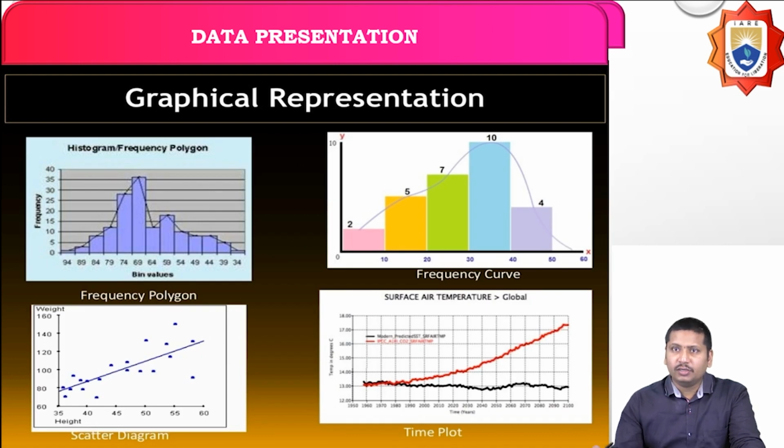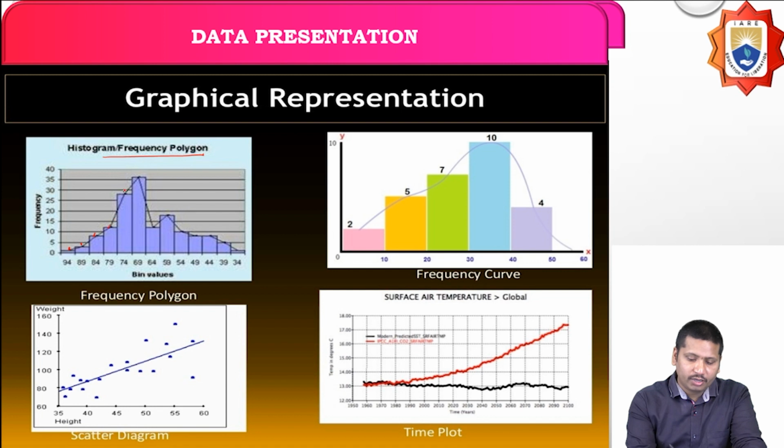So these are some other ways of representing quantitative data. Frequency polygon: the frequency polygon is obtained from the histogram by joining all the midpoints of the rectangles of the histogram. Once you join these, you can obtain the polygon. And next one, the frequency curve. Here you can see that you can obtain the frequency.